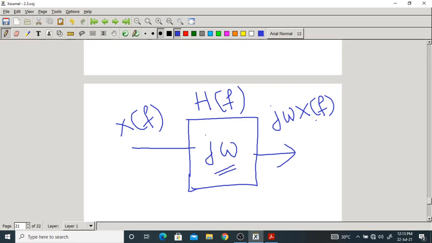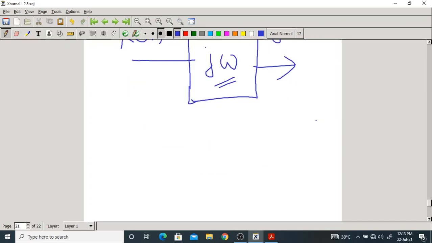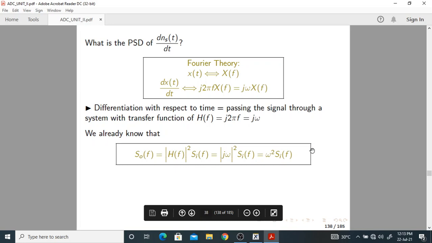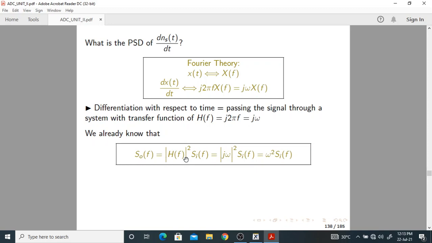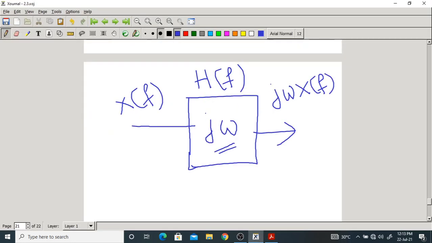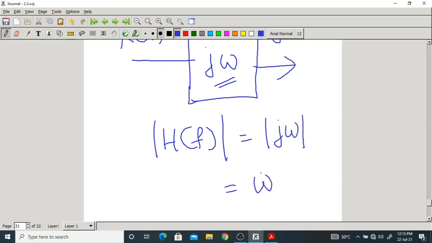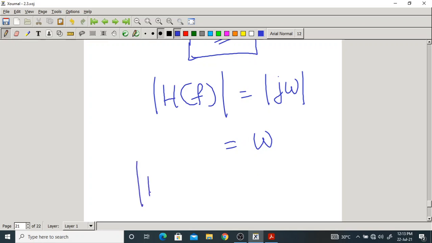Okay, now observe things very carefully here. But what do we want? We already know that output PSD equals mod h of f whole square into input PSD. But here what is h of f? J omega. So what is mod h of f? Mod j omega is simply omega. So mod h of f whole square is nothing but omega square.